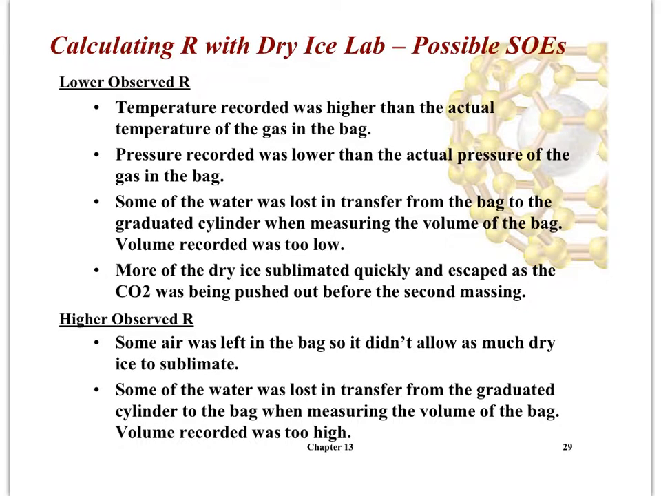If your R value was higher than 62.4, then here are some sources of error. So maybe some air was left in the bag, so it didn't allow as much dry ice to sublimate, which affected your grams. Or maybe some of the water was lost in transfer from the graduated cylinder to the bag when measuring the volume of the bag. So your volume was too high. So this would be the case if you filled your graduated cylinder with water and then you transferred that to the bag, as opposed to the previous one, which was the opposite, if you filled your bag first and transferred it to the graduated cylinder.